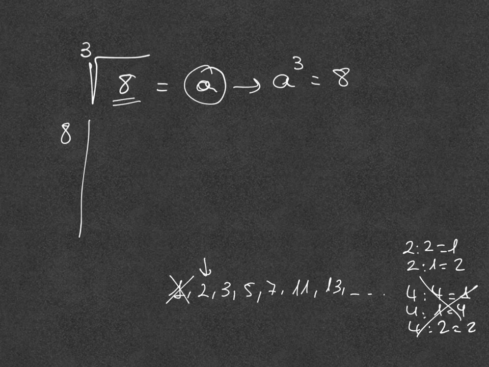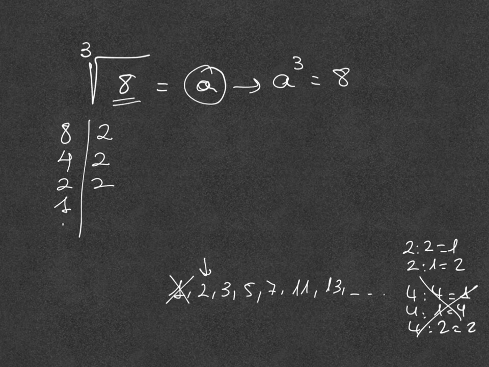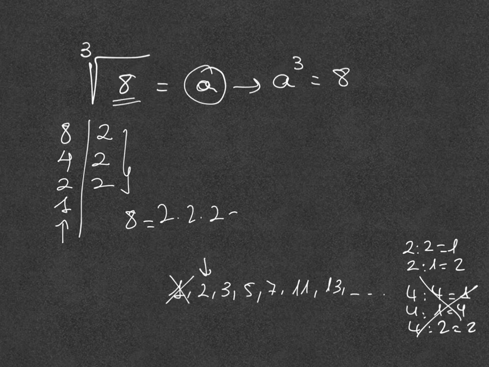We start with 2. So we must think, is it possible to divide 8 by 2? Yes, it is. We have 4. And now we continue. Can we divide it by 2? Yes, we can. So 2 as well. 2 again, by 2 and 1. When we get 1 here, that means that we have finished. So 8 is what? 2 times 2 times 2, which is 2 to the third.